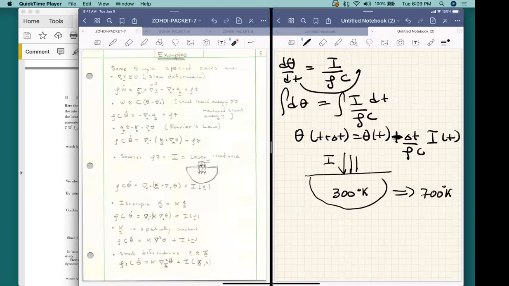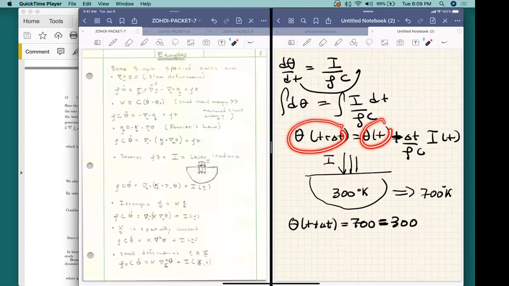Well, let's see what the equation tells us. I have theta of T plus delta T, and I am going to set this now to be 700. This is equal to, I started out at 300, right? So I'm picking off the terms here. 300, 700. I have a certain amount of material, right?